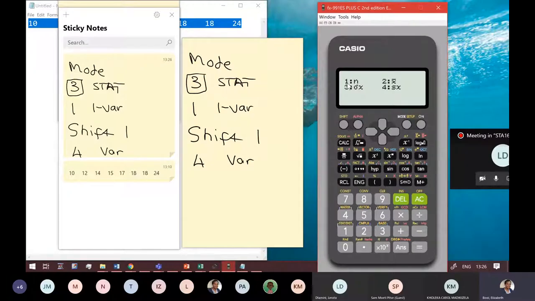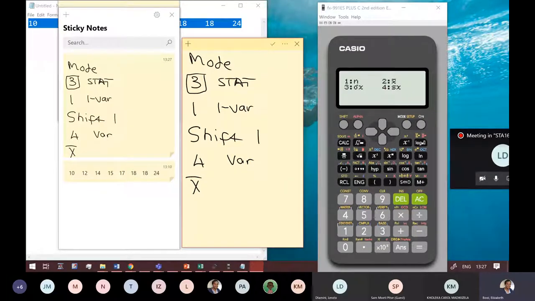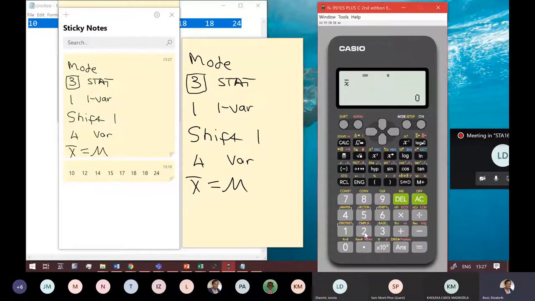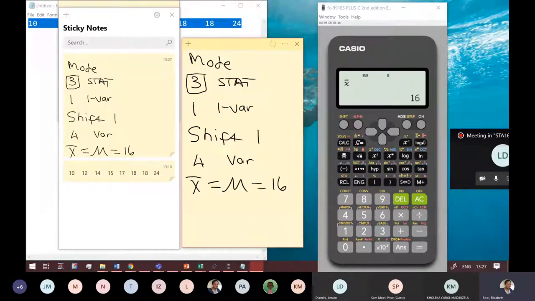As you can see, it tells you that if you want n, you will press 1. If you want the mean, you will press 2. Remember, the mean for the sample and the mean for the population is the same, so we use number 2. But if we calculate the standard deviation or the variance, we're going to use the sigma. Let's first calculate the mean. We press 2, and remember, we always have to press the equal sign. You can see that the mean is 16. I'm not going to show the slide again, because we know now that the mean is 16.